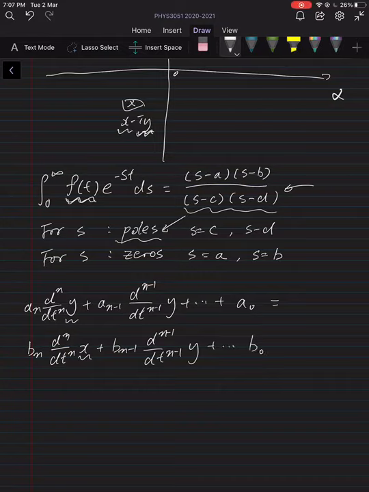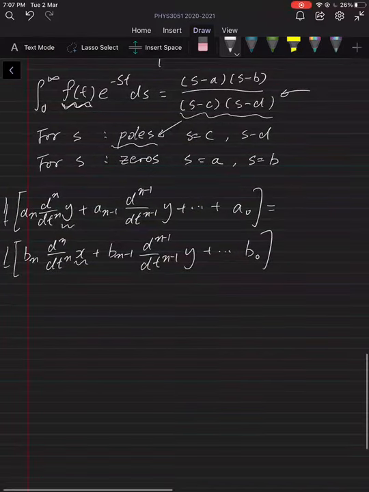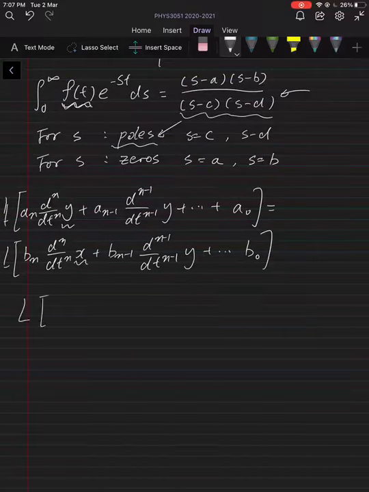So if you still remember, okay, what is the Laplace transform of a differential operator? The first thing: what is the Laplace transform of the first derivative of a function?